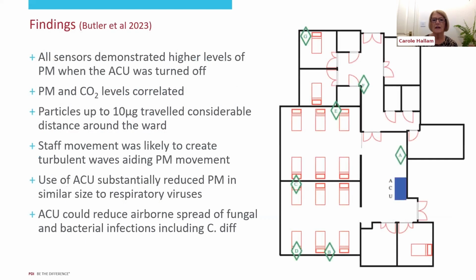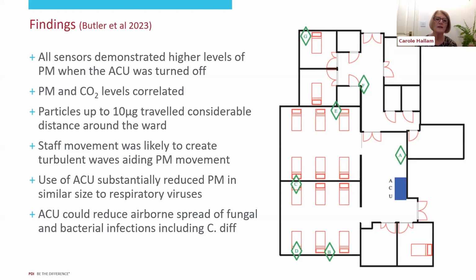On the next slide, you can actually see the layout of the ward. The blue box is where the air cleaning unit was situated, and the green diamonds show where the sensors for the CO2 and the particle matter were. All the sensors demonstrated higher levels of particulate matter when the air cleaning unit was turned off. There was a correlation between the CO2 levels and the particle matter.